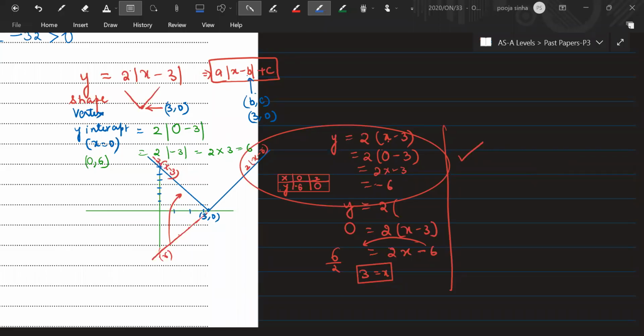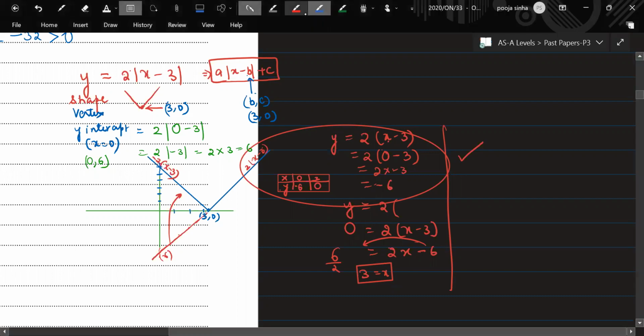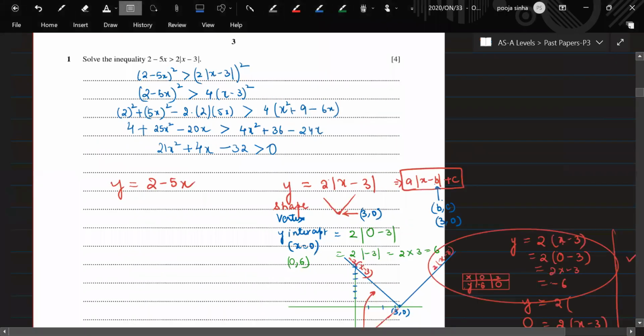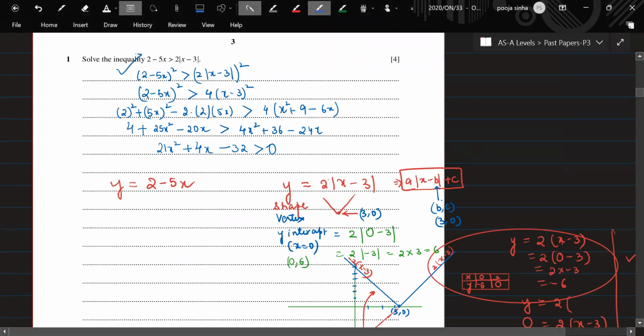Okay, so now we are doing the same question with our sketching method. We can use three methods for this particular question. Either we square both the sides, which is something that we have done here, or we sketch the two things on both the sides of the inequality. So the one in red is what we are going to sketch now.